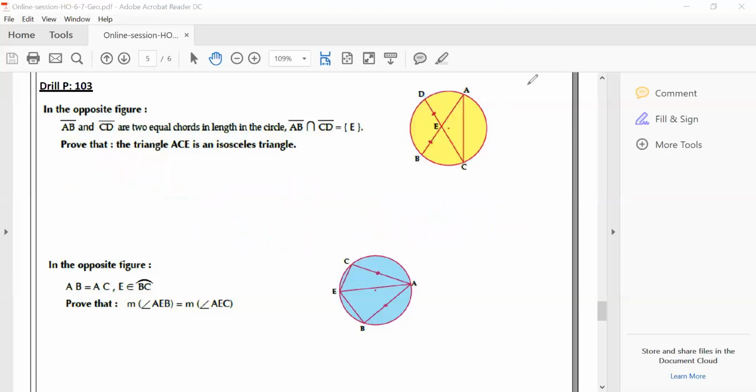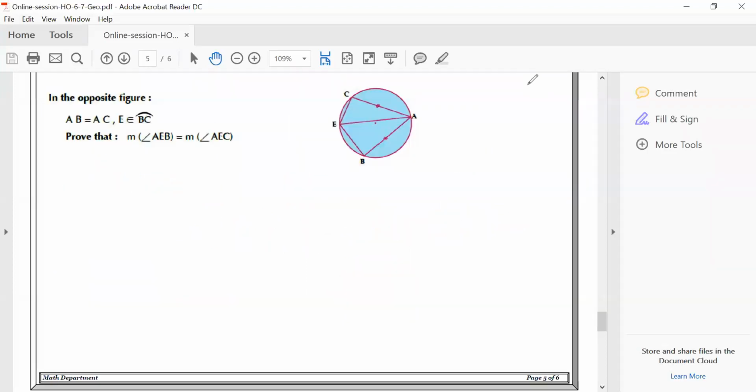Okay. In the opposite figure, this is only two steps. I have AC equal to AB, and I want to prove that measure angle AEB equals measure angle AEC. Equal chords, this is from the previous lesson. Chord AB equals chord AC. So what are the opposite arcs? Measure of arc AC equals measure of arc AB. The second step: for arc AB, where is the included angle? Angle E. Where is the included angle for arc AC?